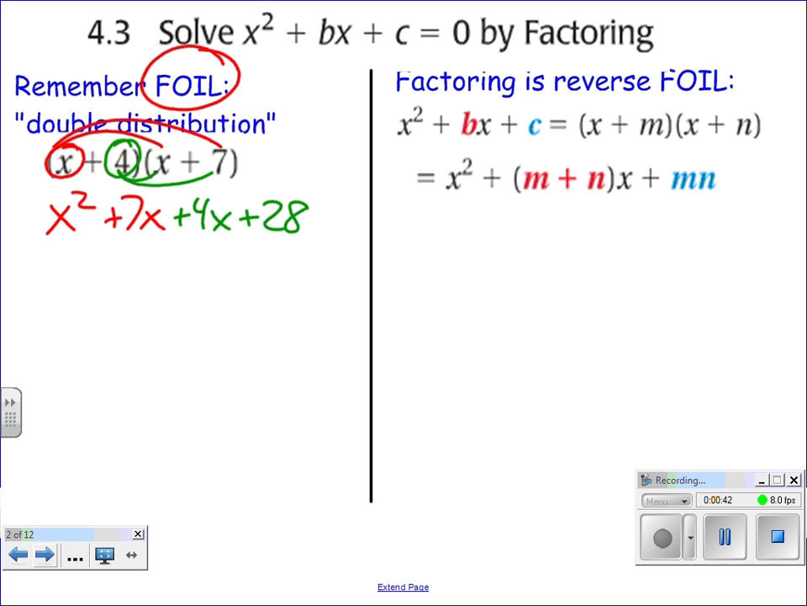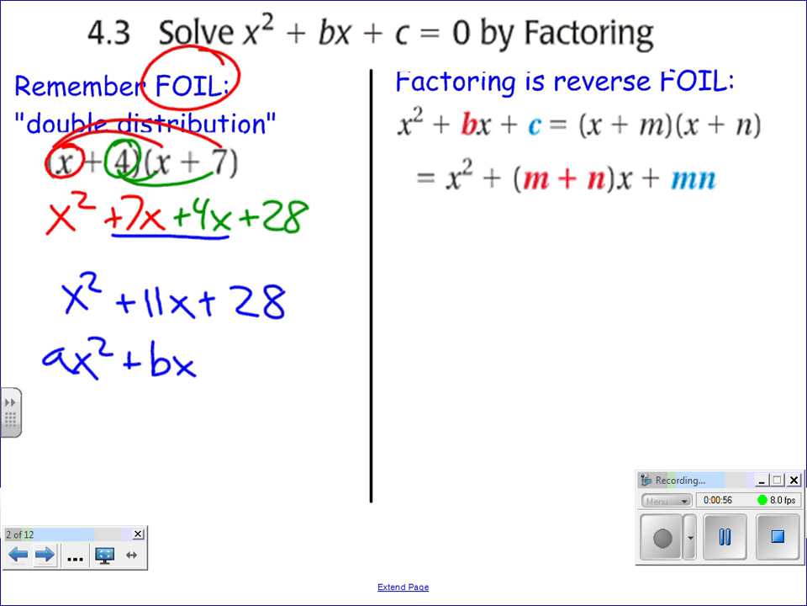Now you look at everything here and say, okay, what can we combine? Our middle terms. We're basically going to add them together, and we have x squared plus 11x plus 28. And again, we're in our ax squared plus bx plus c form. So that's the form we want to get into, and this would be all distributed out.